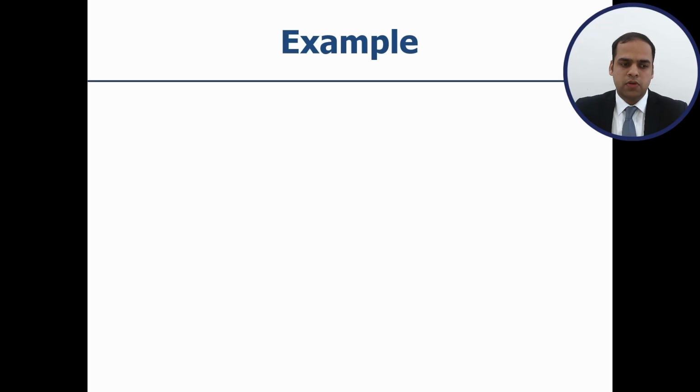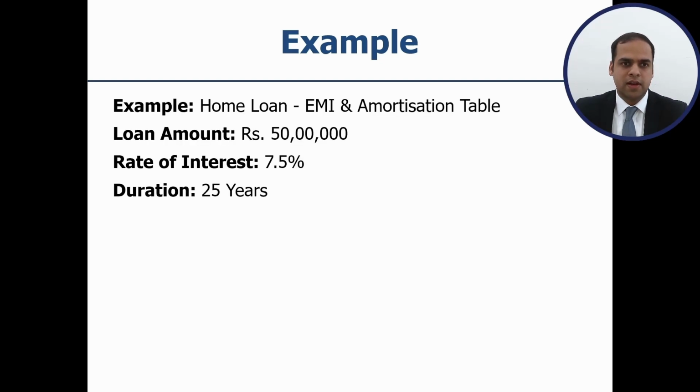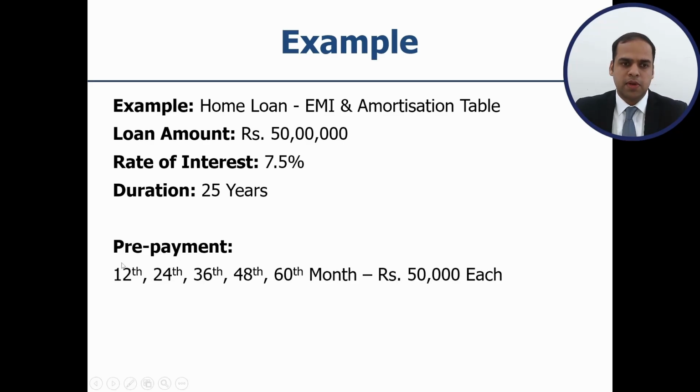And now we are going to walk through an example on Excel. So the details for the example: loan amount 50 lakh rupees, and it's a home loan, at a rate of interest of 7.5% per annum and a duration of 25 years. And for the partial prepayment, we are going to assume at the 12th month, 24th month, 36th, 48th, and 60th month, we are going to partially prepay 50,000 each.